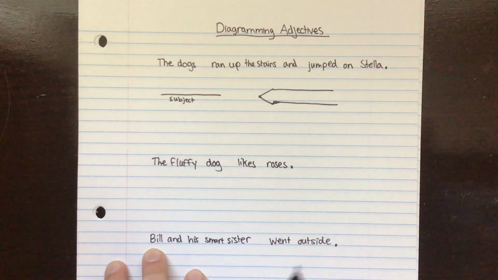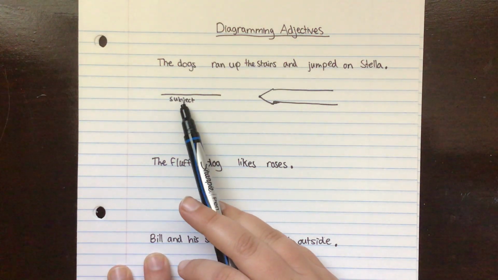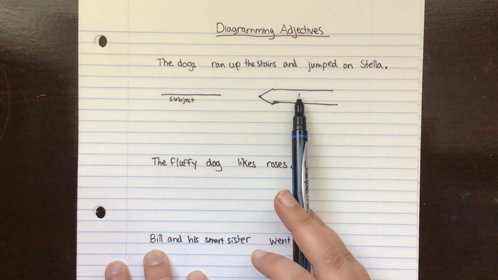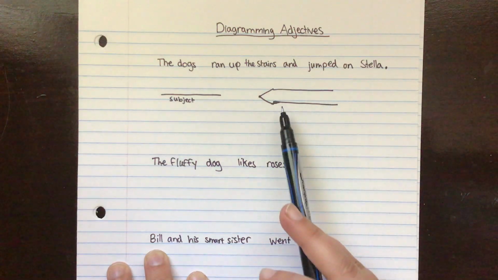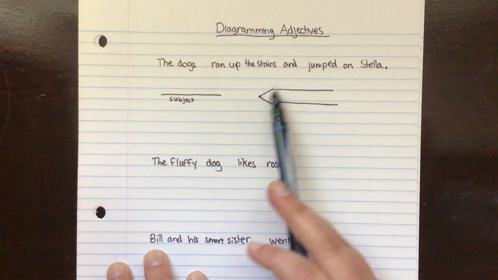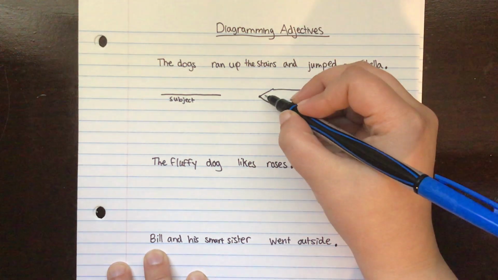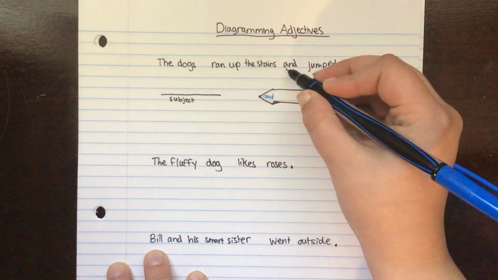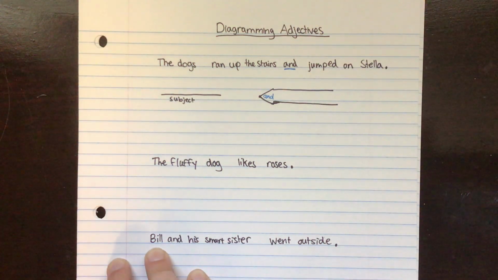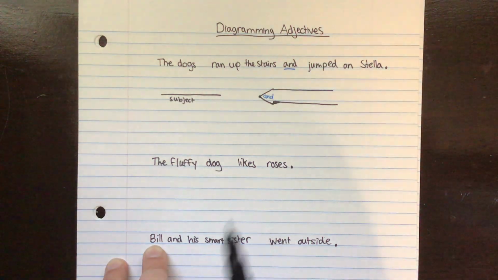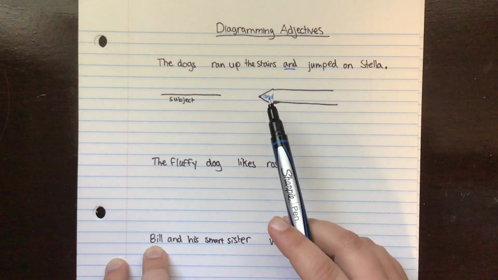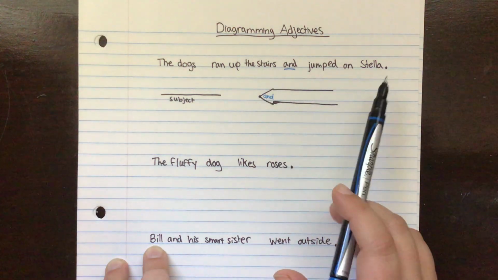When we are trying to diagram a sentence, we are always going to put the subject on the one side and the verb on the other side. If there's more than one subject or more than one verb, we draw two lines and we connect them with a little triangle thing, and we put the word and in there because and is usually the joining word between the two. So let's look at this sentence and see if we can figure it out. The dogs ran upstairs and jumped on Stella.